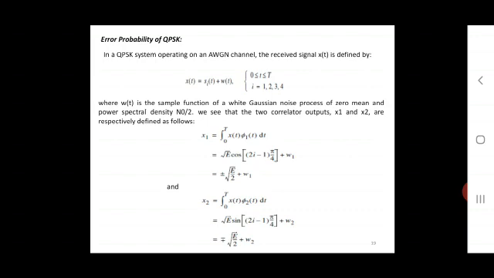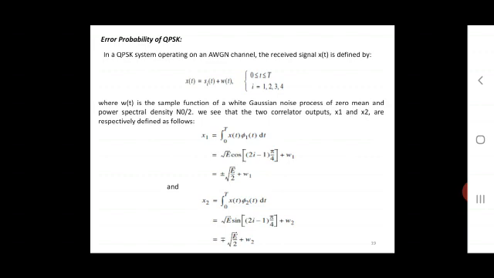Let us consider a QPSK system operating on an AWGN channel. The received signal x(t) is defined as x(t) = si(t) + w(t), where t is greater than or equal to 0 and less than or equal to T, for i = 1, 2, 3, and 4, that is the quadrature phases, where w(t) is a sample function of a white Gaussian noise process of zero mean and power spectral density of N0 by 2.